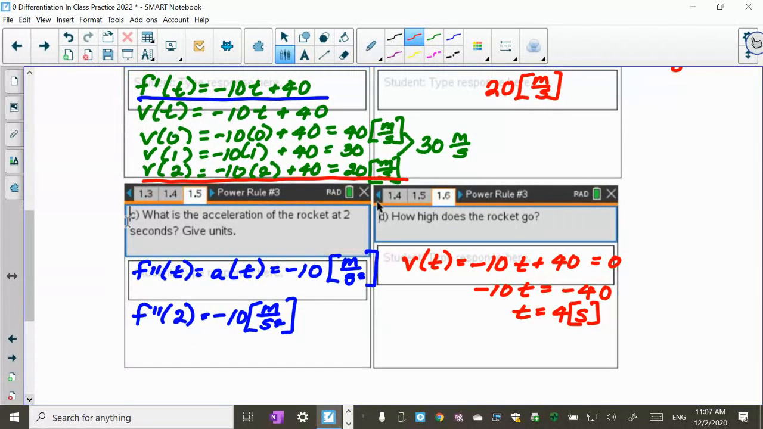Now I'm going to plug the 4 seconds back into my height equation to find exactly how high it goes. So I've got negative 5 times 4 squared, going back to my original height equation, plus 40 times 4. I put 4 in for the time each time, plus 20. And when I do that, I get 100 meters. So at 4 seconds, my rocket is 100 meters high.